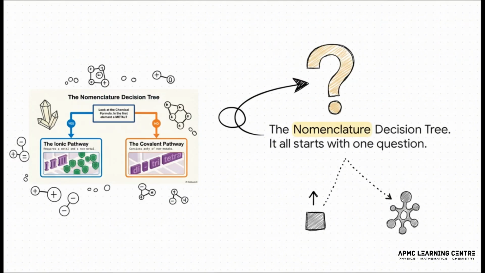And here it is, the decision tree in action. It all starts with that one question. Is the first element a metal? If the answer is yes, you go down the ionic pathway. If it's no, you go down the covalent pathway. It's that simple. Two totally distinct paths, each with its own rulebook.